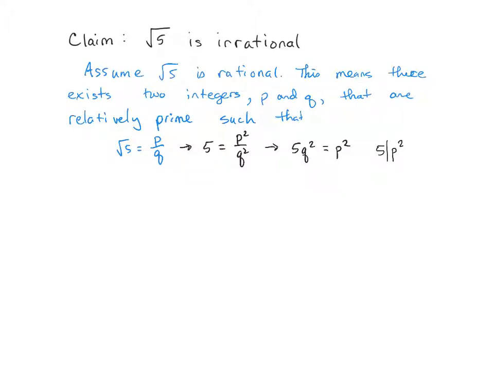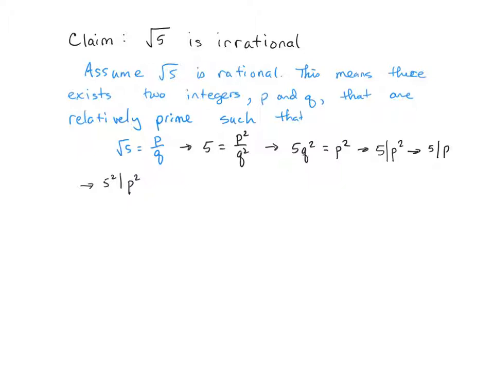But 5 is a prime number. So what's good about that is that means that we know that 5 actually divides p. Okay, because it's a prime number, we know that that will work out. So if I know that 5 divides p, then we also know that 5 squared must also divide p squared. But remember, if we come back up to this statement right here, p squared is equal to 5q squared.